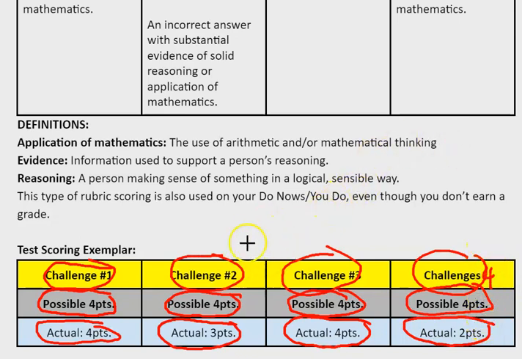Once you get these scores, you can add them together. The total amount of points you could possibly get was 1 set of 4, 2 sets of 4, 3 sets of 4. Well, 4 sets of 4 is 16. And then the actual points you got, 2 sets of 4 is 8, plus 5 is 13.